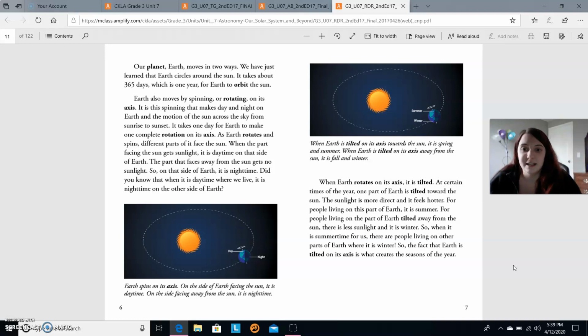Did you know that when it is daytime where we live, it is nighttime on the other side of the Earth? Earth spins on its axis. On the side of the Earth facing the sun, it is daytime. On the side facing away from the sun, it is nighttime. So I'm going to give you a second. And what are the two ways that the Earth spins or moves?